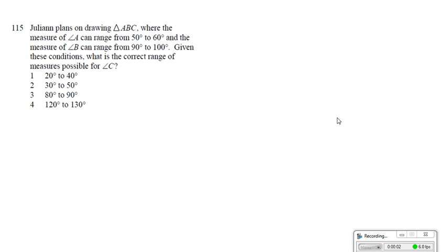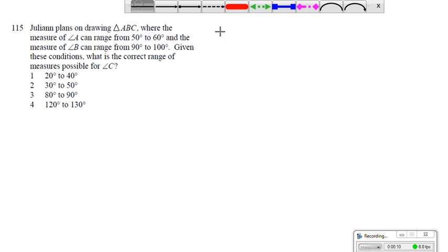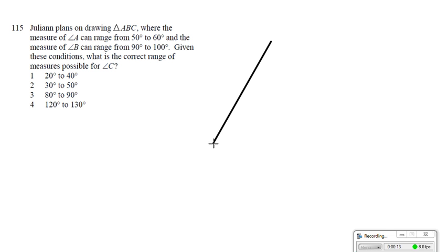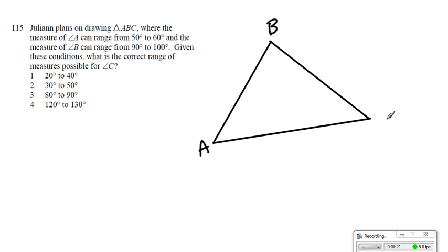Hello, so this is the review on the interior and exterior angles. So let's get started here. Let us say we have a triangle, some sort of triangle, and we'll call them angle ABC. Now, angle A goes from 50 to 60, and then angle B goes from 90 to 100.